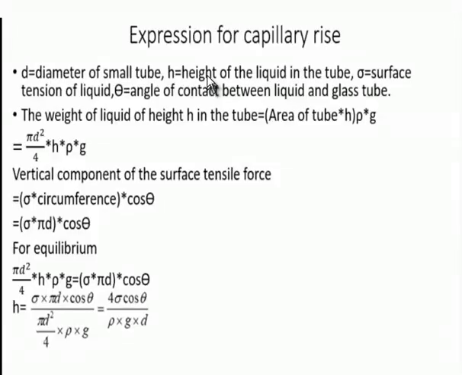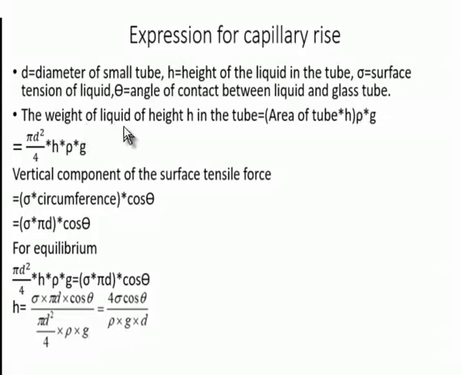Next one is the expression for capillary rise. There are two phenomena, one is capillary rise and one is capillary fall. Now we can see the expression for the capillary rise. d is the diameter of the small tube, h is the height of the liquid in the tube, sigma is the surface tension of the liquid, and theta is the angle of contact between the liquid and the glass tube.